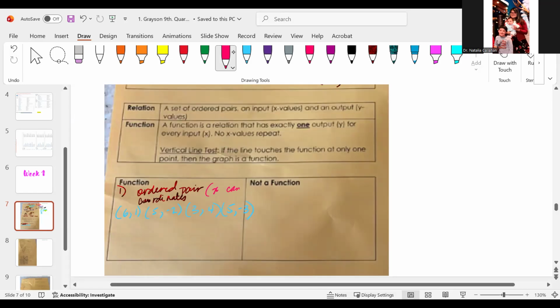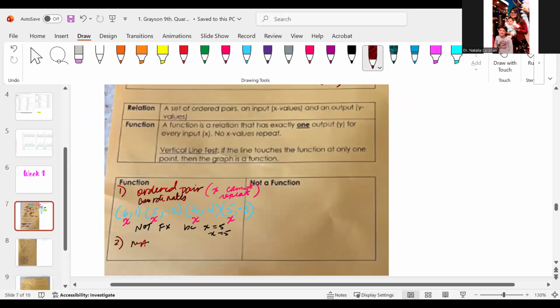X cannot repeat. Does that make sense? Is the X repeating? So the X values here are 6, 5, 3, 5. Is X repeating? Okay, so this right here is not a function because X equals 5 and X equals 5. Do you see that? So you need to make sure you write that down.